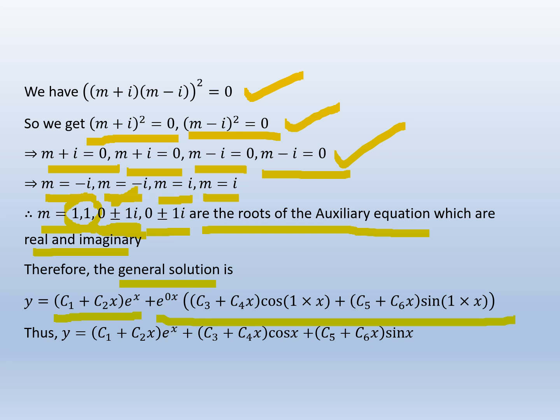Using these two independent solutions, we have the general solution like this: y = (C1 + C2 x) e^x + e^(0x) [(C3 + C4 x) cos(1·x) + (C5 + C6 x) sin(1·x)]. Here, e^(0x) value is 1. Thus, we have y = (C1 + C2 x) e^x + (C3 + C4 x) cos x + (C5 + C6 x) sin x is the general solution of the given differential equation.